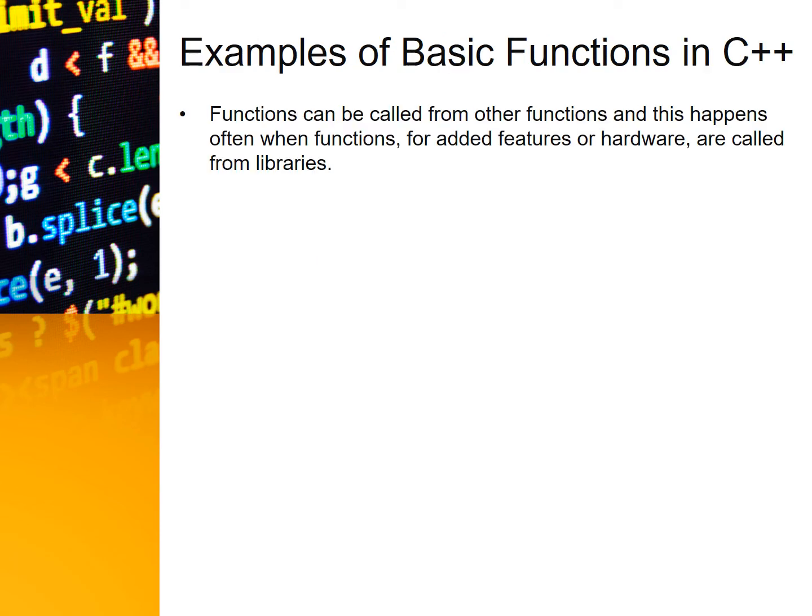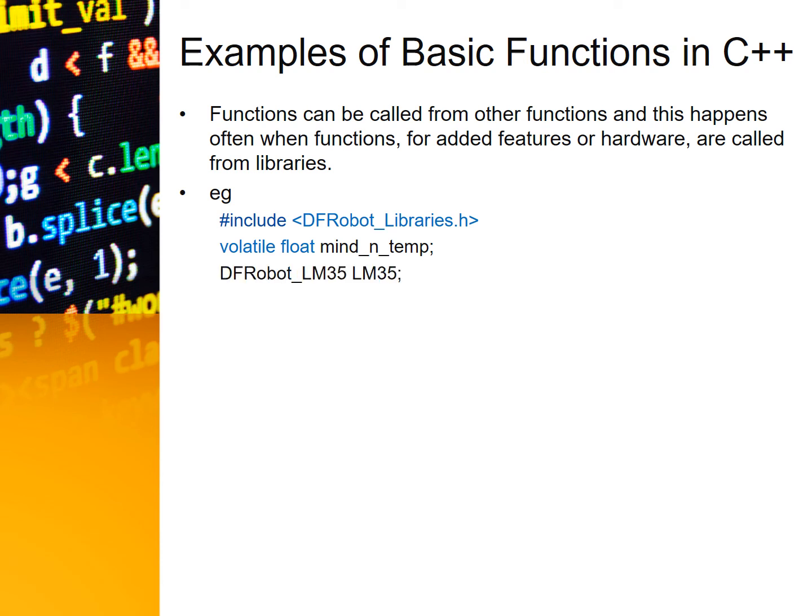Examples of basic functions. Okay, let's have a look at one. Include dfrobot_libraries.h. Volatile float mind_n_temp. See, we've actually defined this variable at the start of the program. dfrobot_lm35 is the actual official name of that hardware library, but we're just calling it lm35.